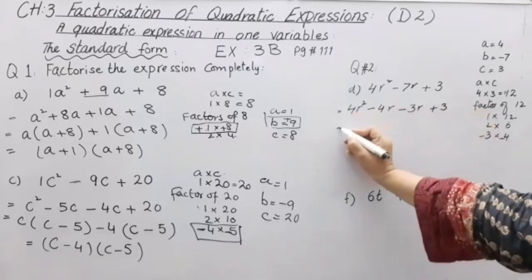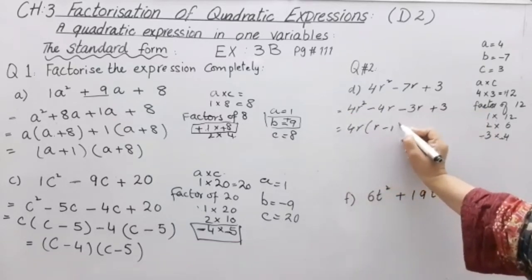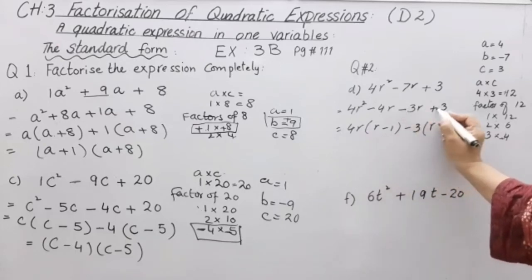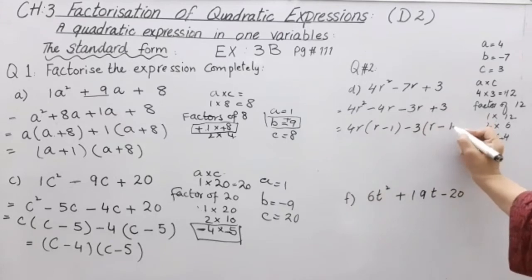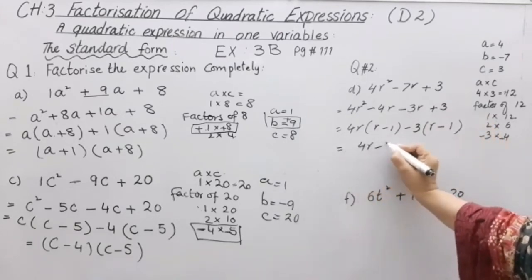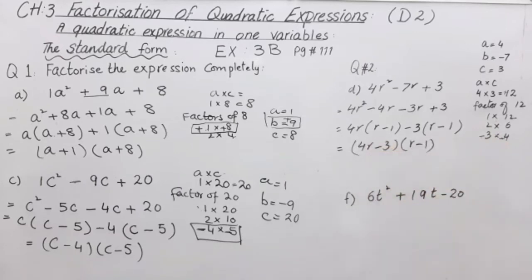Taking common from here 4r, r minus 1; minus 3 common from here, r minus 1, since minus 3 times minus 1 is 3. So 4r minus 3 and r minus 1 is our answer.